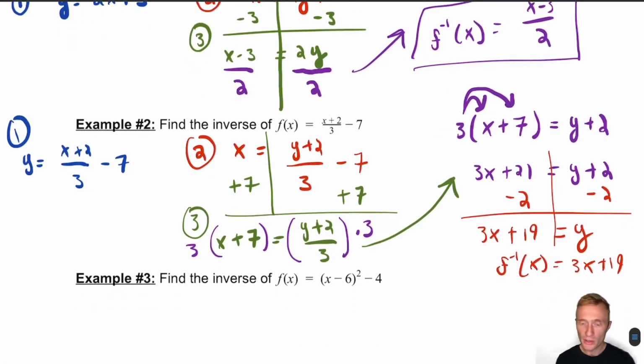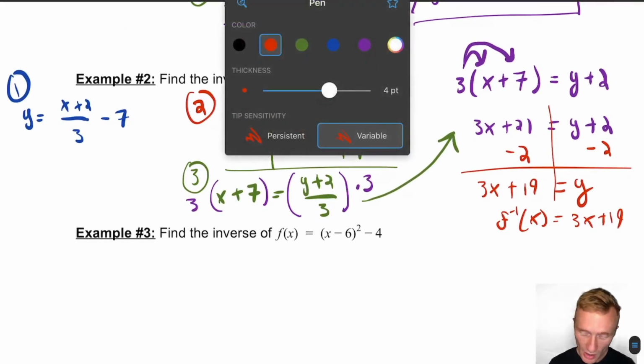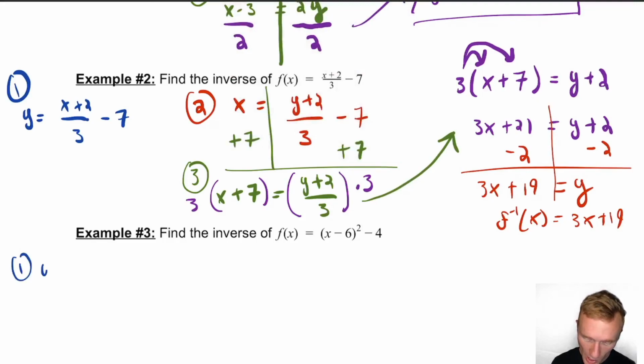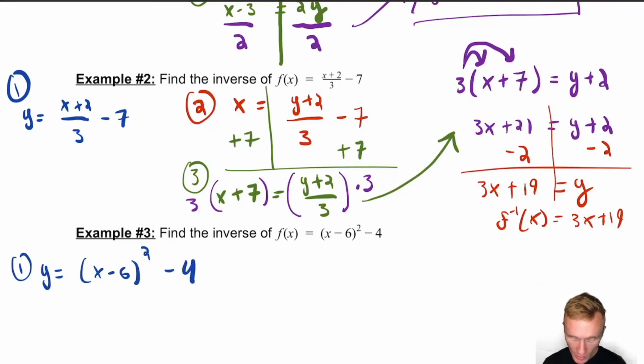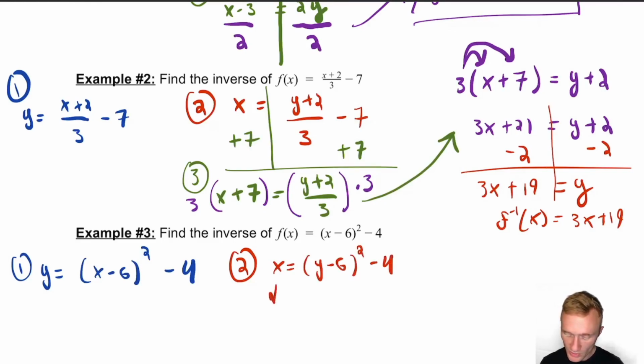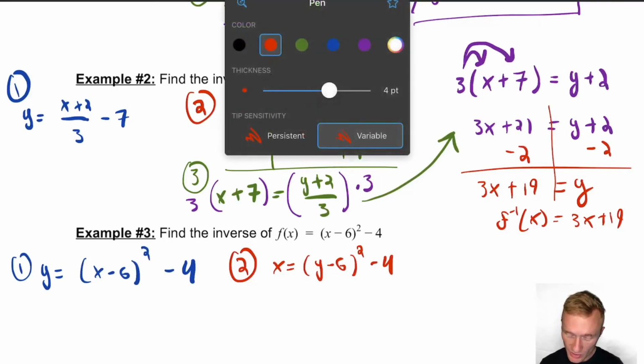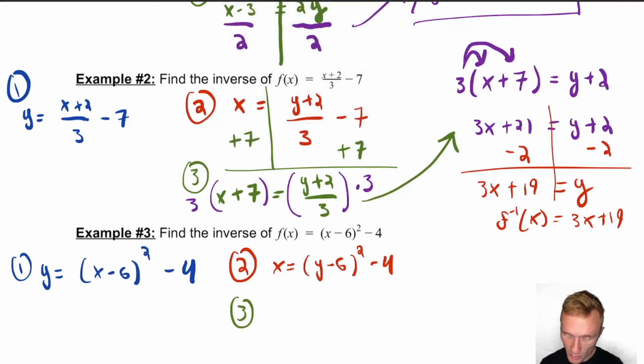All right, 2 more to go here. You got this. Find the inverse of f of x. I'm going to replace that with y, equals x minus 6 squared minus 4. Step 2, swap the x and the y. X equals y minus 6 squared minus 4. Now we go to step 3. We add 4 to both sides, plus 4 over here, plus 4 over here. That's going to leave us with x plus 4 equals y minus 6 squared.